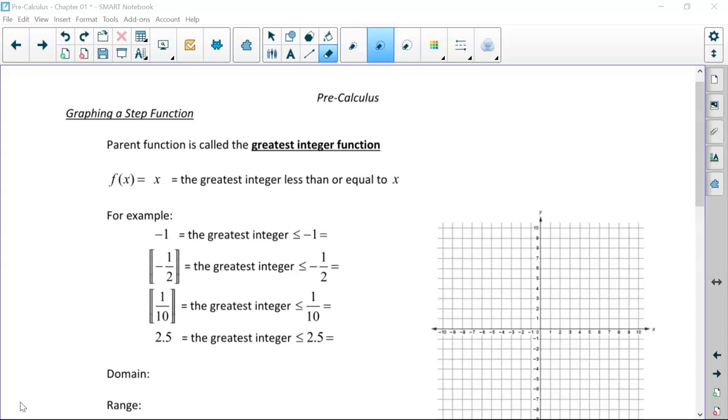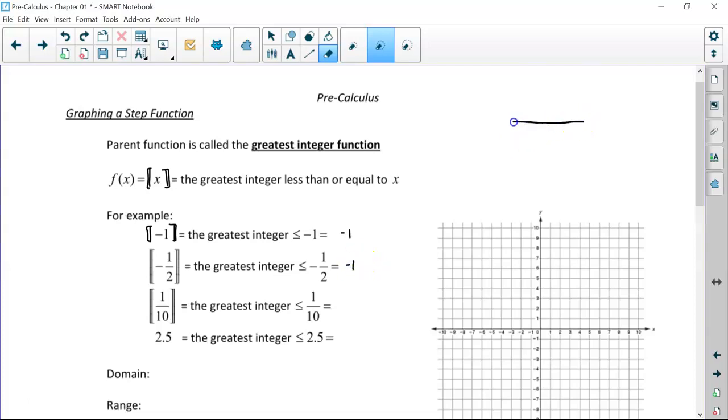So now we have a special symbol, and for some reason it didn't show up on this screen in all the places, so it looks like a double bracket almost. So we're looking at the greatest integer less than or equal to whatever x is. So the greatest integer, for example, less than or equal to -1 is -1 because it's equal to -1. The greatest integer less than or equal to -1/2 is -1.